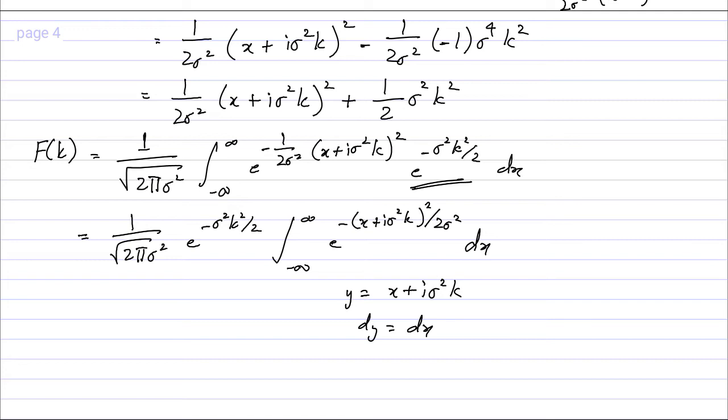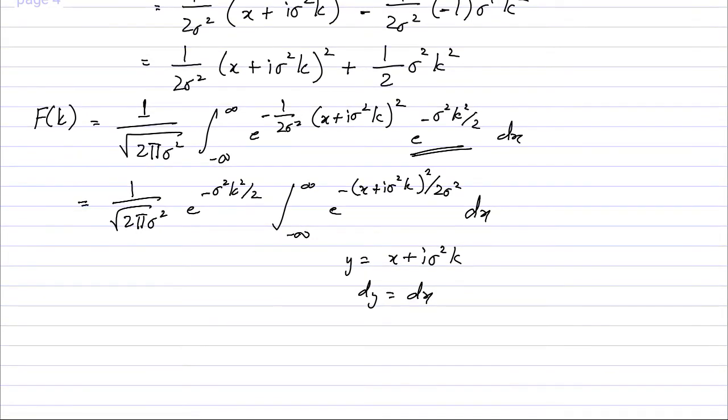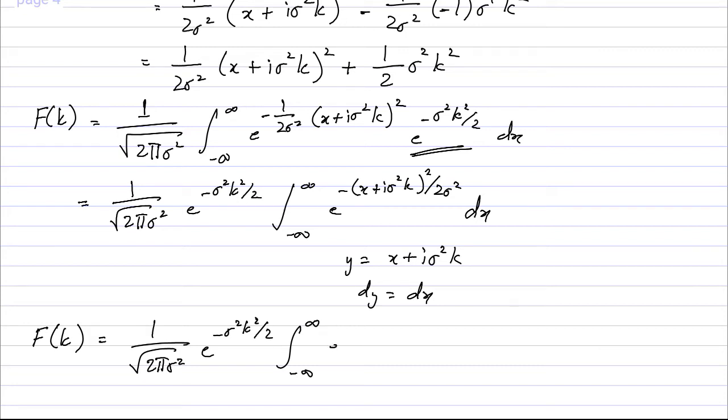Okay, and when x is plus infinity, y is plus infinity. When x is minus infinity, y is minus infinity. So essentially you have over here f of k is equal to 1 over square root 2 pi sigma square e raised to power minus sigma square k square over 2, and you then have the integral from minus infinity to infinity of e raised to power minus y square over 2 sigma square dy.